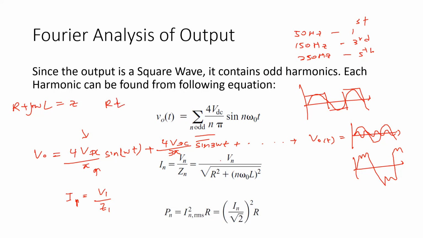So that part you should know, and I have given it here. See, so N omega 0 L, square root. So this is the impedance. So you can find any harmonic current and the fundamental using this equation. Then when it comes to power, same equation. So if you need to find the fundamental, P1 will be equal to I1 RMS squared into R.